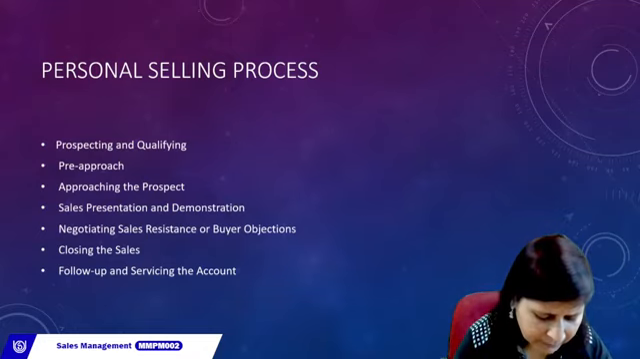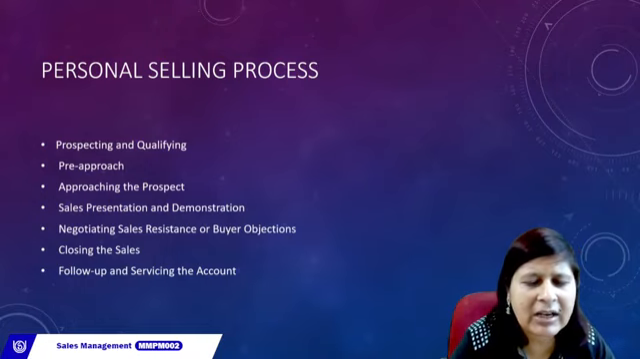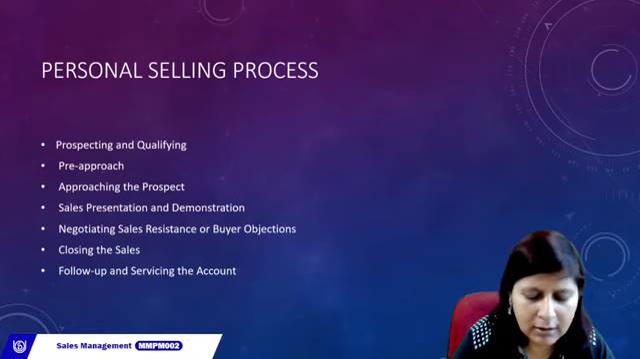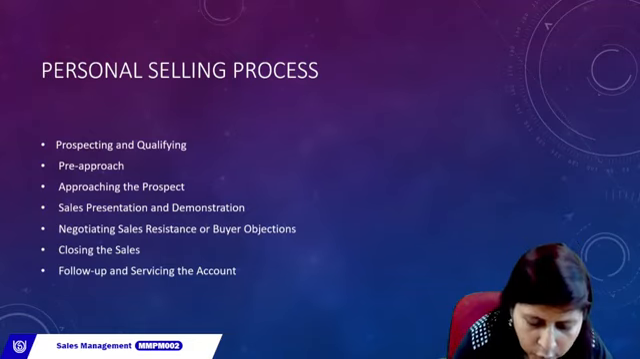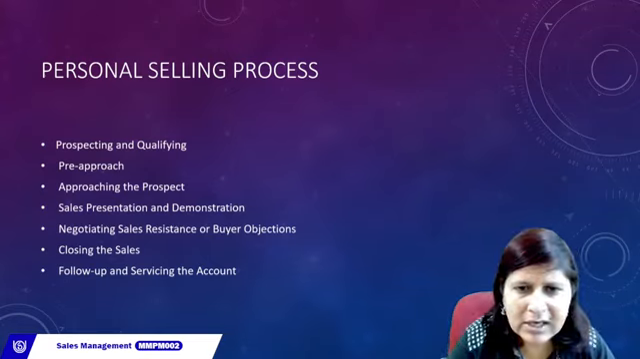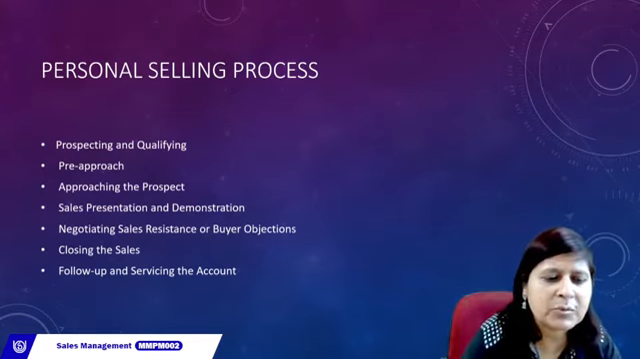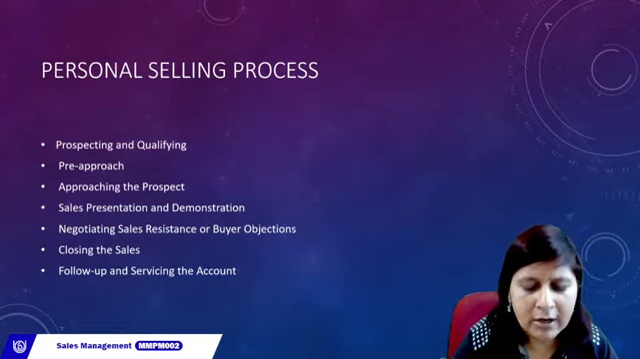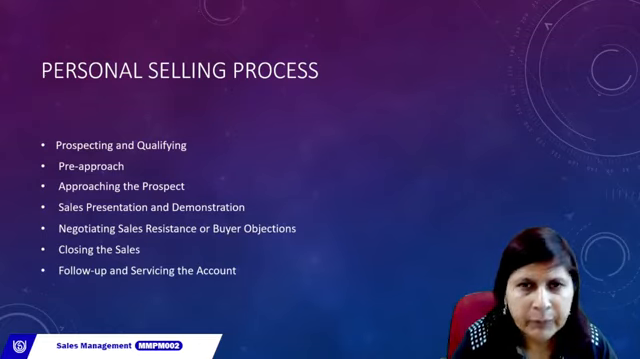This personal selling is a process, and it involves prospecting and qualifying. Prospecting and qualifying means you have to find out who could be your prospects, who could be your potential consumer, or who can qualify to be your consumer. So in the selling process, first of all, it is very important to find out who could be your consumer, or who could be your potential customer or the prospect, right?